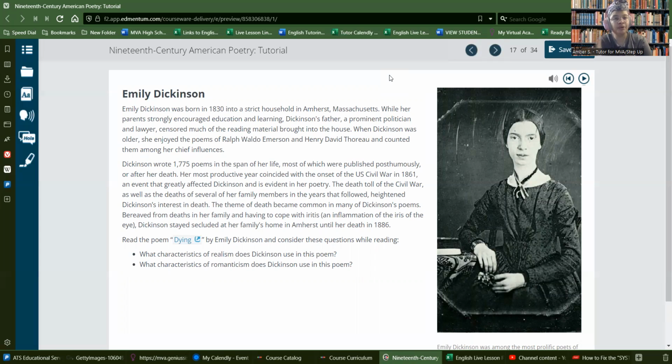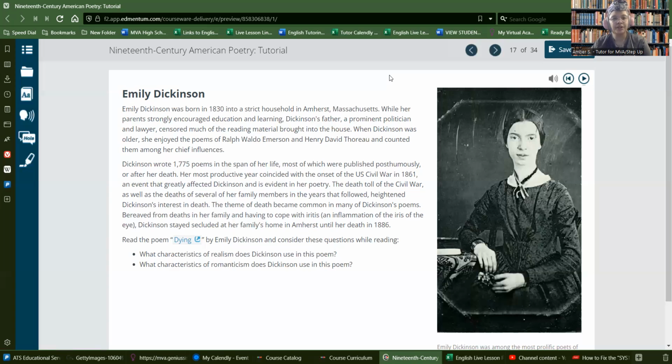Alrighty. So the important things to sort of put in your notes from this slide is that Emily Dickinson was born in 1830 into a strict household in Amherst, Massachusetts. But her family encouraged education and learning. So she definitely went to school for reading and writing. Her father kind of limited what she was able to read in her home, but she enjoyed the poems of Ralph Waldo Emerson and Henry David Thoreau. And those are a lot of the people who influenced her.